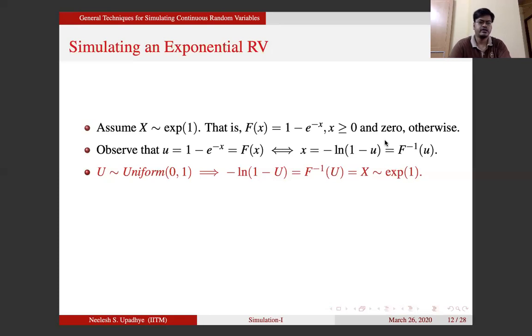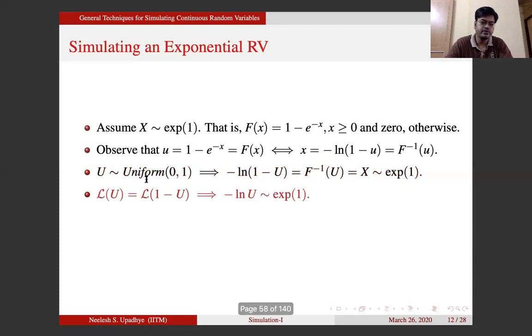If U follows uniform 0, 1, then 1 minus U also follows uniform 0, 1. Why not use that to our advantage? For example, if U follows uniform 0, 1, the distribution of U is the same as the distribution of 1 minus U. That essentially means that whether I write 1 minus U or U, it's the same. So I can write minus ln of U will follow exponential 1.